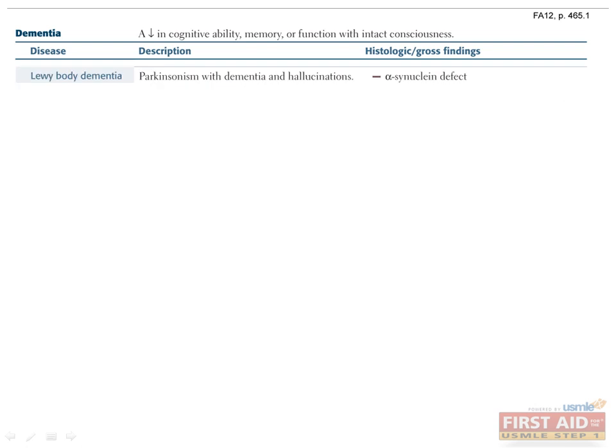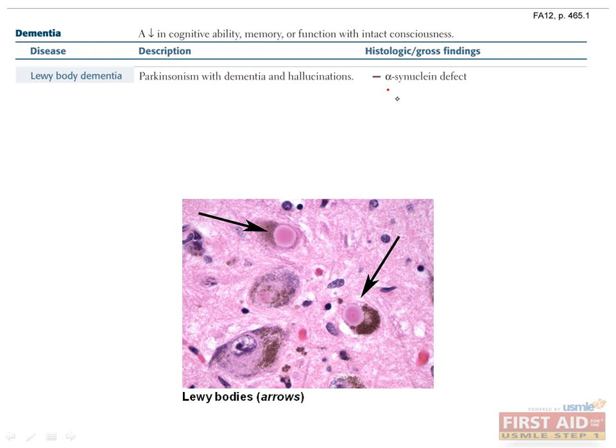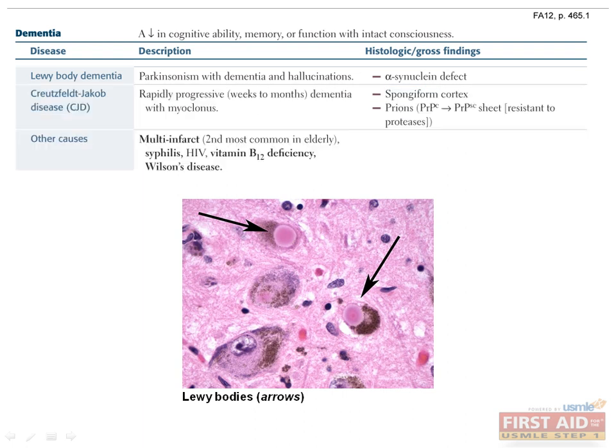Lewy body dementia is different from Alzheimer's disease and Pick's because it includes an element of Parkinsonism. These patients frequently have fluctuating dementia and visual hallucinations. The disease is defined by diffuse involvement of cortical neurons with Lewy body inclusions and an absence of neurofibrillary tangles and amyloid plaques, which are found in Alzheimer's. Lewy body inclusions are aggregated alpha-synuclein and are also seen in Parkinson's disease. Unlike Parkinson's disease, the Parkinsonism associated with Lewy body dementia is usually symmetrical and unfortunately minimally responsive to dopamine therapy.